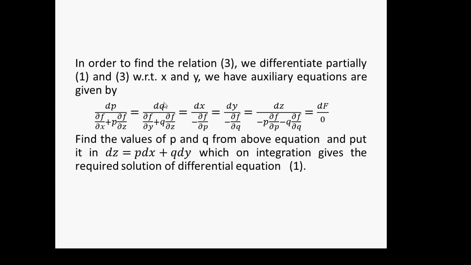After solving, taking any two fractions which give a relation between p and q, or giving the value of p or q, we can find the other value in terms of p and q. Putting the values of p and q in the relation dz = p dx + q dy, which must be integrable, and after integrating we can find the solution of the given differential equation. This is the complete method of solving the partial differential equation by Charpit's method. To understand this method completely, we take an example.